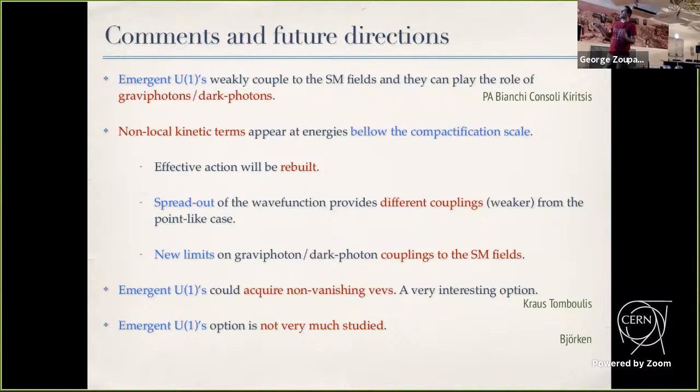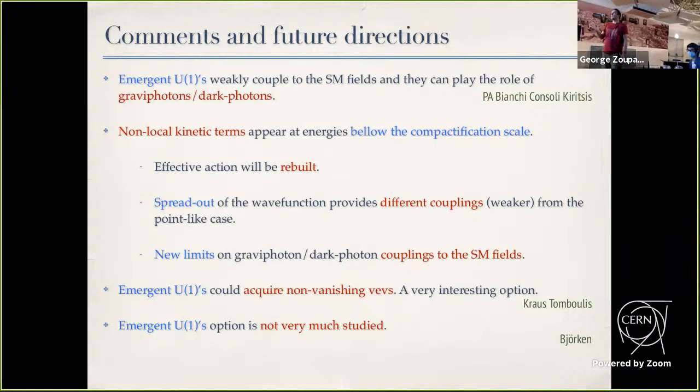When we are above the compactification scale, non-local kinetic terms appear, and then the effective action should be rebuilt. We have to study these cases. What happens is that the wave function spreads out, and it's different from the point-like case, and this will give new limits on the graviphoton and dark photons coupled to the standard model fields.